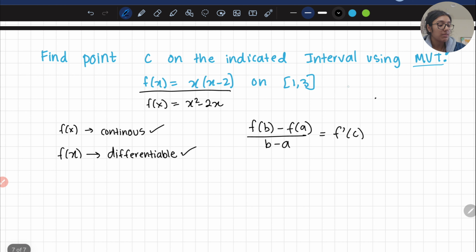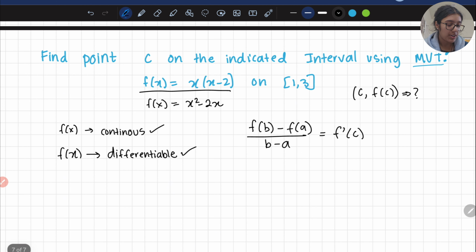We're supposed to find c, but also we're supposed to find f of c because it's asking for the point. So we're going to find c, f of c. That is what we need to find. So in this case, we know our a, we know our b. We can also find f of b and f of a. How do we do that?